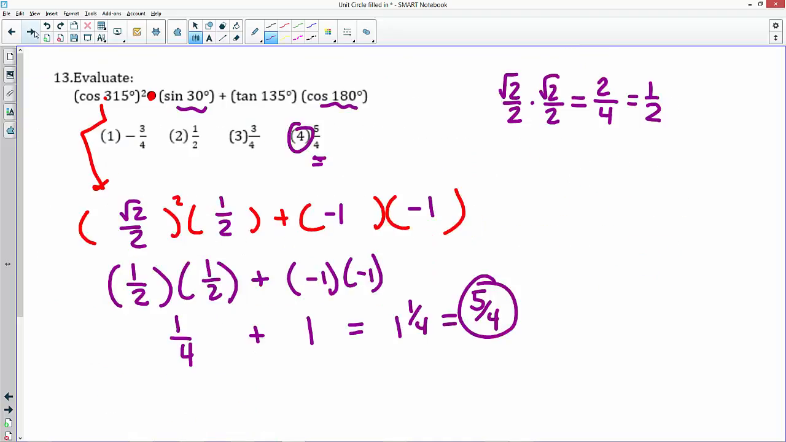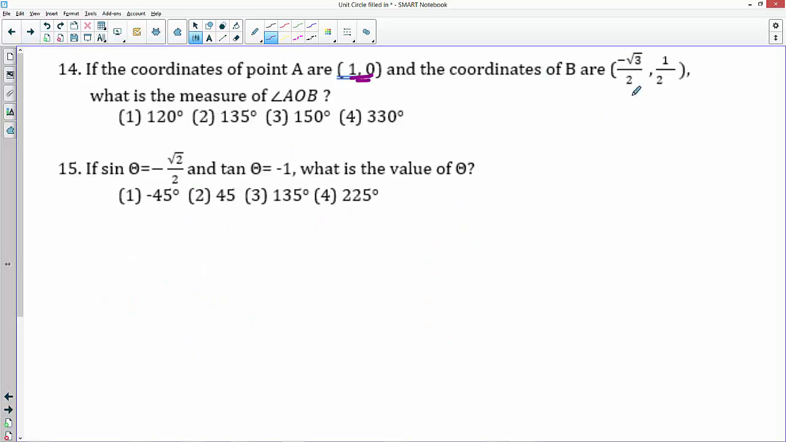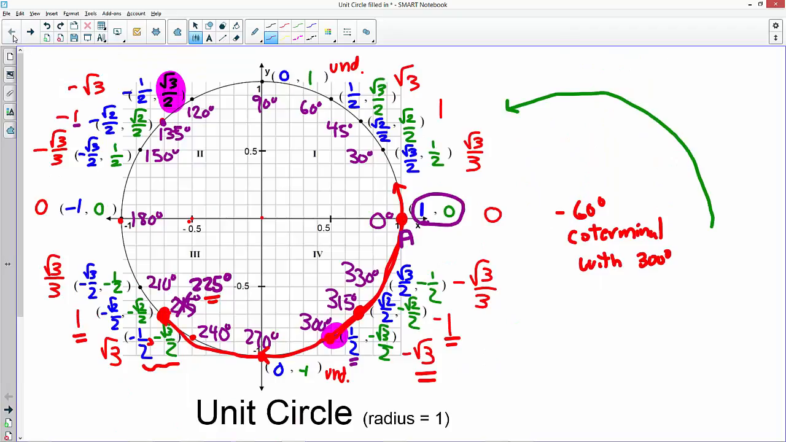Okay, and it says point B, the coordinates of B is minus radical 3/2, positive 1/2. Just go around the circle till you see minus radical 3/2, positive 1/2. And we're going to call this B. And this is O. They didn't really tell us that, but that's pretty obvious that it's O, right?